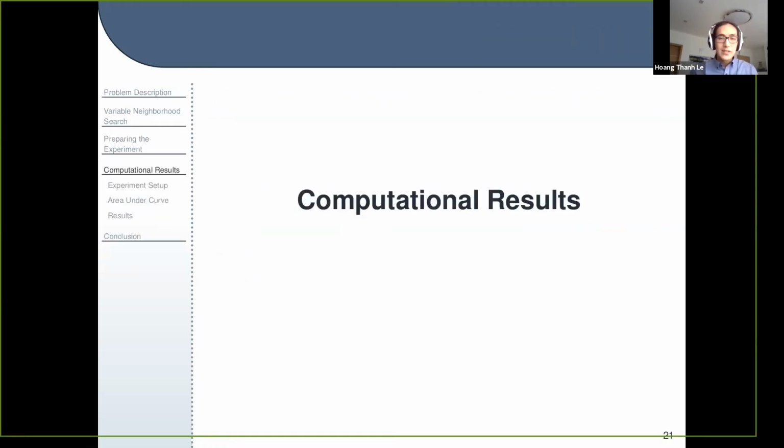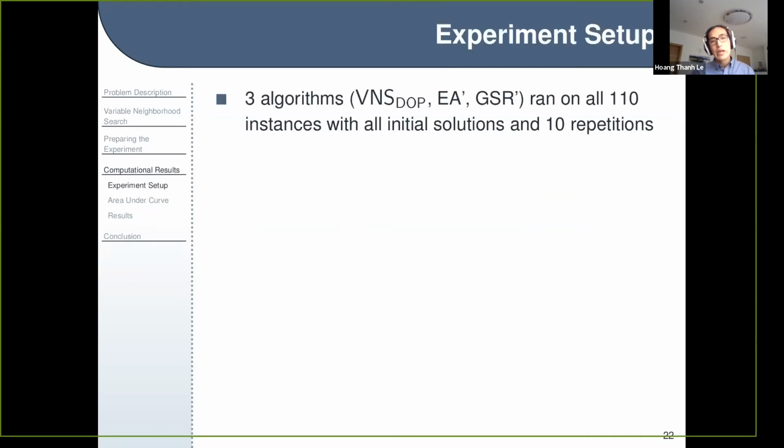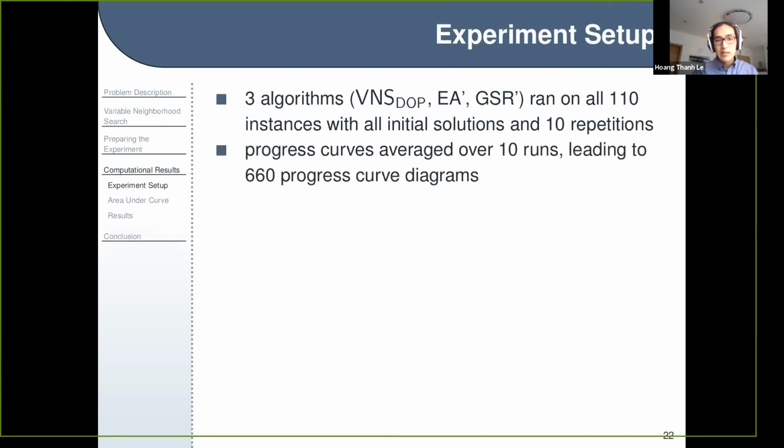Okay, next I would like to present to you some computational results. We let all three algorithms run on all 110 instances with all initial solutions and 10 repetitions. The data that we measured has then been used to calculate progress curves. A progress curve is a curve that shows over time what the quality of the best solution so far is.